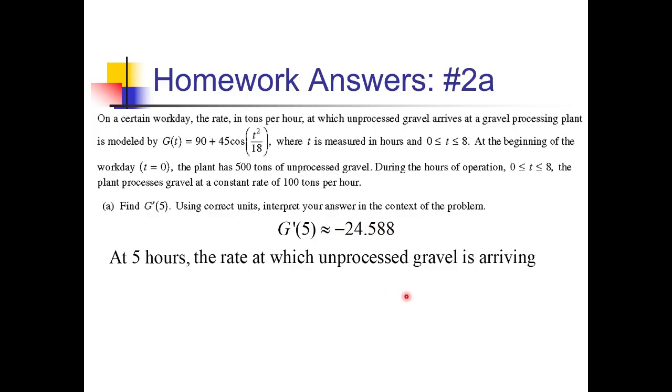And now we have to nail the units here. What units should we put on this? Whenever you take a derivative, you're always going to be dividing by the units of the input variable. The input variable in this case has hours for the units. So we're starting with the original units, tons per hour, and dividing that by hours. So this is going to be 24.588 tons per hour squared.